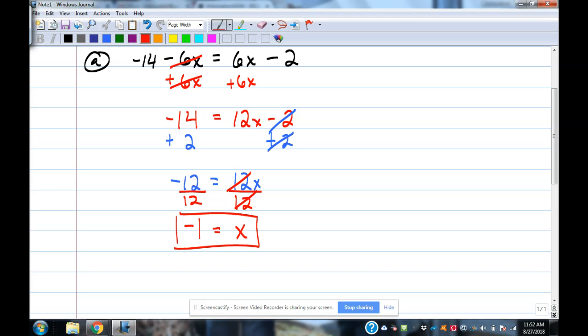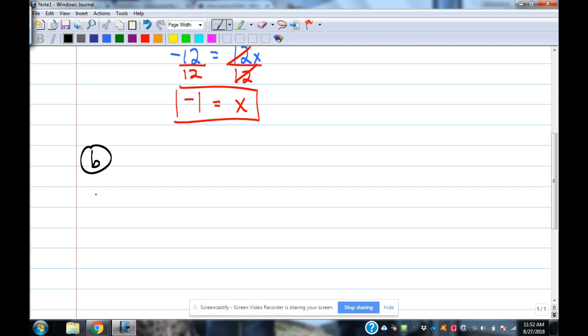Get x by itself, get all the x's to one side, all the numbers to the other. If you like putting the x's on the left, then you can do that on every problem. I don't care. Doesn't matter to me. If it doesn't bother you that they're on the right-hand side, then leave them on the right-hand side. That's fine.